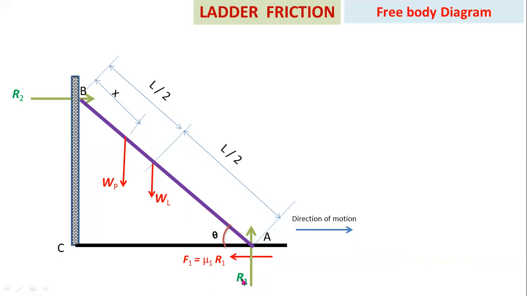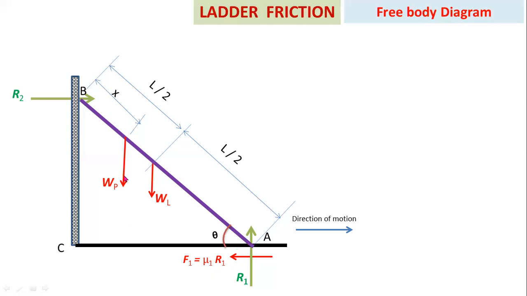Here R1 is the normal reaction, F1 is the frictional force. F1 equal to mu1 R1. Mu1 is the coefficient of friction between the ladder and the floor.